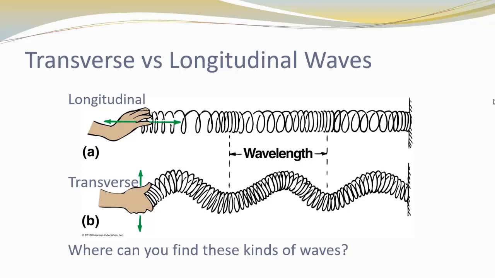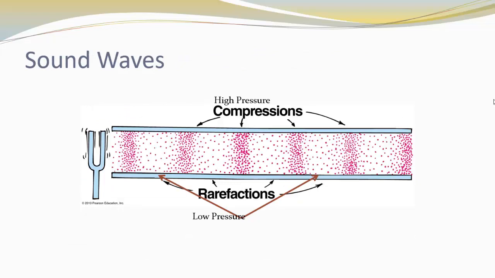At the bottom I ask, where can you find these kinds of waves? In marine science, I think it's pretty obvious. You're going to find those waves in the water. You could also, if you could see the particles of air, see that that's happening in the air as well. So, sound waves, since they're moving air, are a good way of showing this.